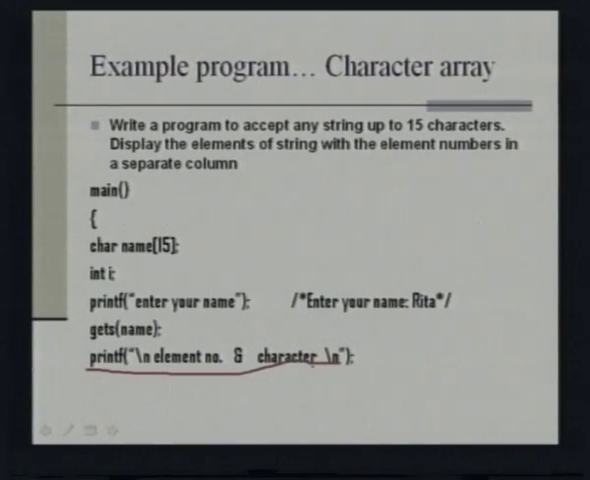That is, it is just to show the output in a nice fashion. Element number, I have given it as a separate column, I have left some space, and I am printing the character. So this RITA is the name I have given. So each character should be individually extracted and displayed. How does the program do it?